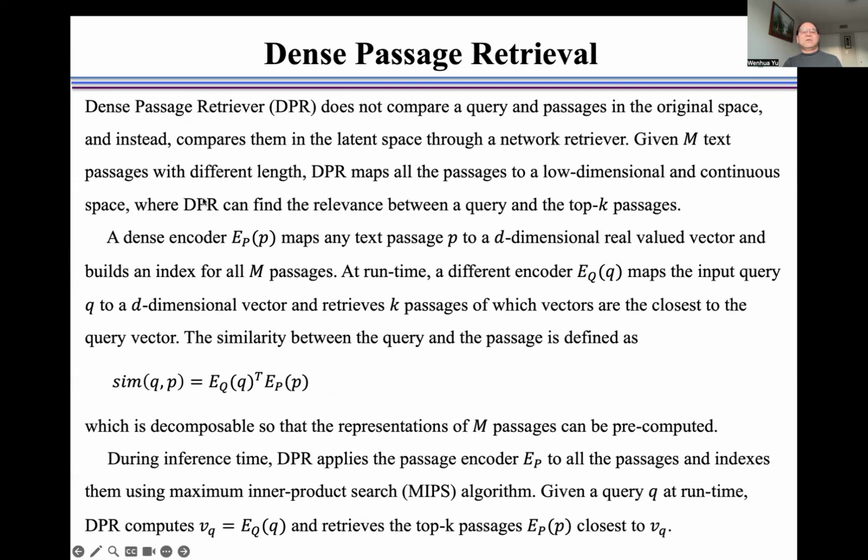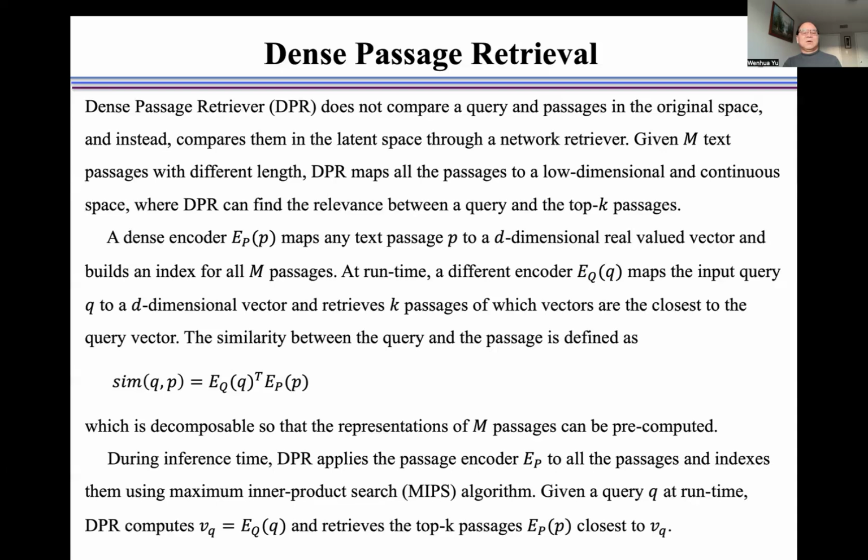Dense passage retrieval does not compare a query and passages in the original space, and instead compares them in the latent space through a network retriever. Given M text passages with different lengths, DPR maps all the passages to a low-dimensional and continuous space, where DPR can find the relevance between a query and the top k passages.